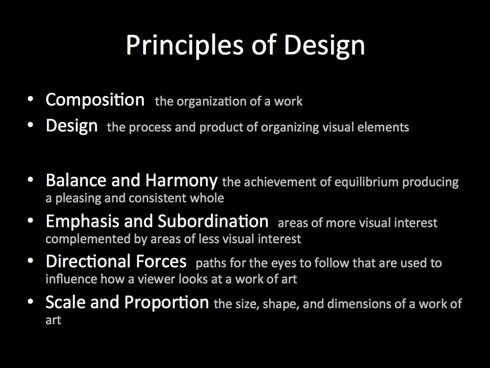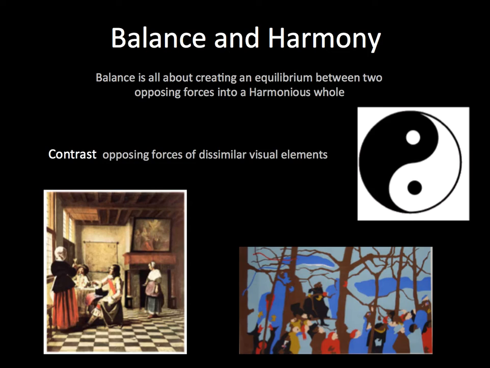The third one is directional forces, which are paths for the eyes to follow that are used to influence how a viewer looks at a work of art. And then the last one is scale and proportion, where we are talking about the size, the shape, and dimensions of a work of art. So let's look at that first one there. Balance and harmony.